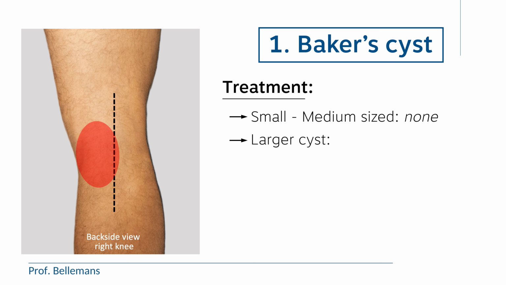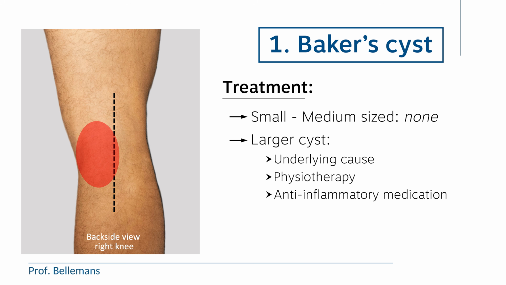For a larger cyst, the underlying cause for the fluid overproduction needs to be stopped so that the cyst can shrink and disappear. This can either be done with physiotherapy and anti-inflammatory medication, injection therapy, or arthroscopic keyhole surgery.